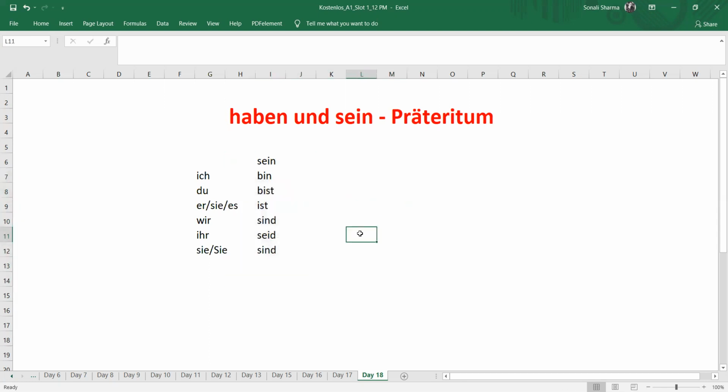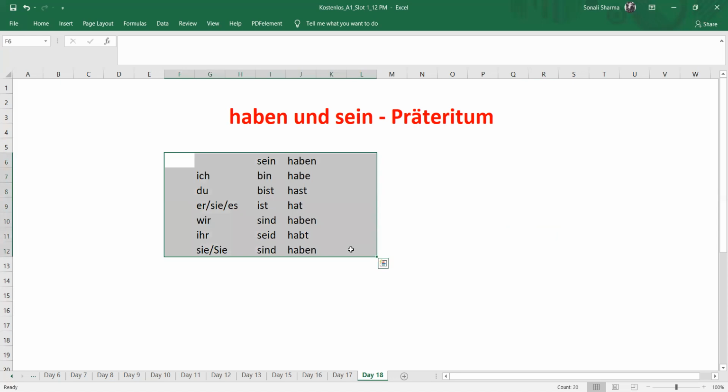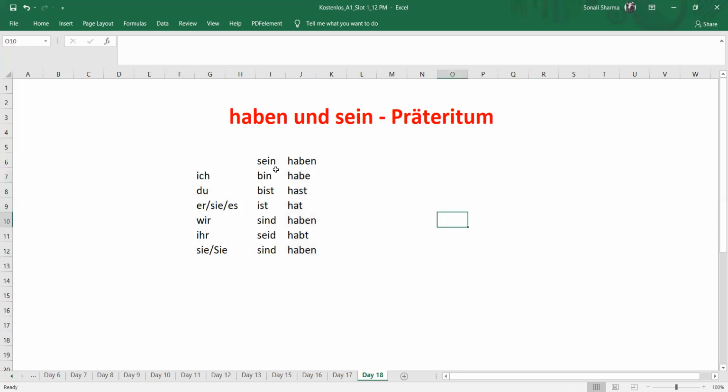Now let's check for the haben also. So first I will be covering the present forms and then the past tense. With ich, we have habe. Next comes du hast, er, sie, es hat, wir haben, ihr habt, sie haben. So these were the present forms.